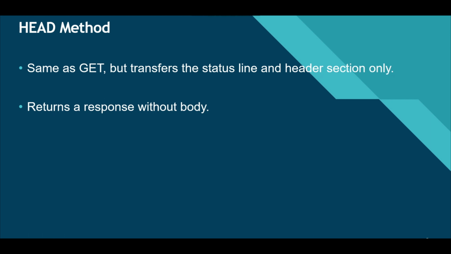So now we learn the head method. The head method is the same as the get method, but it transfers the status line and header section only. It returns a response without a body. So when we fire a URL with the head method, then we just receive the header part in the response. We don't receive a body in that response. We'll see a demo now.